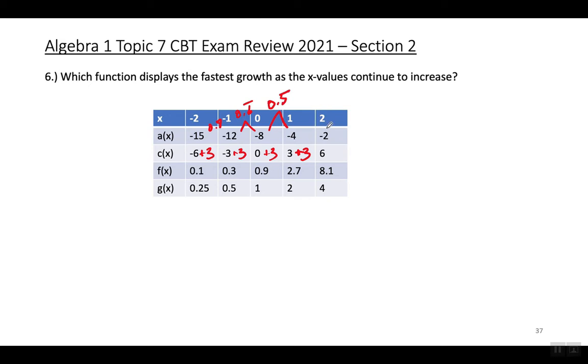2 divided by 4, or negative 2 divided by negative 4, is going to give you 0.5. Okay, whatever. That's not the right answer. Let's look at the other two examples. Let's look at G of X a second. In G of X, everything is being multiplied by 2. By 2. By 2. Times 2.